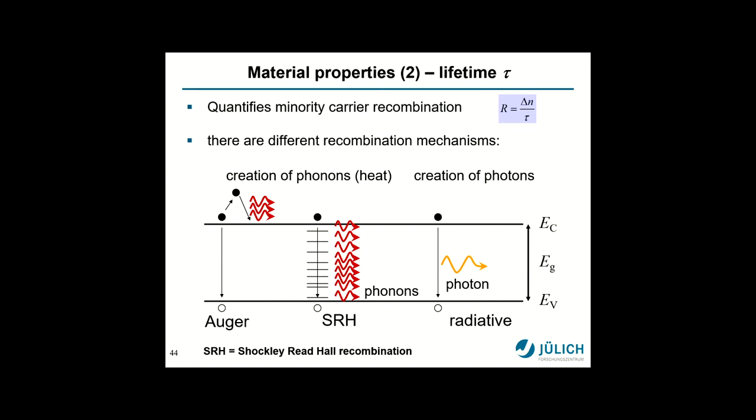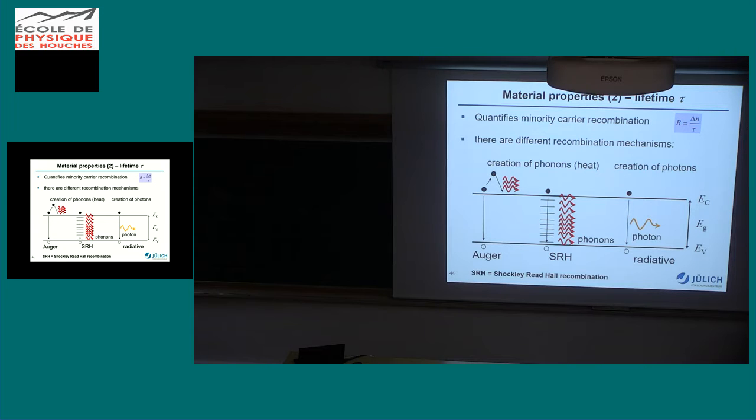So that's why the current scales with mobilities. Now for the lifetime. The lifetime is very important because it quantifies the minority carrier recombination, and therefore has an impact on the open circuit voltage.